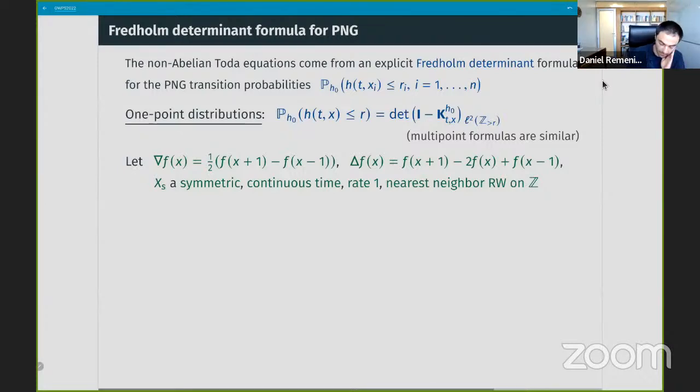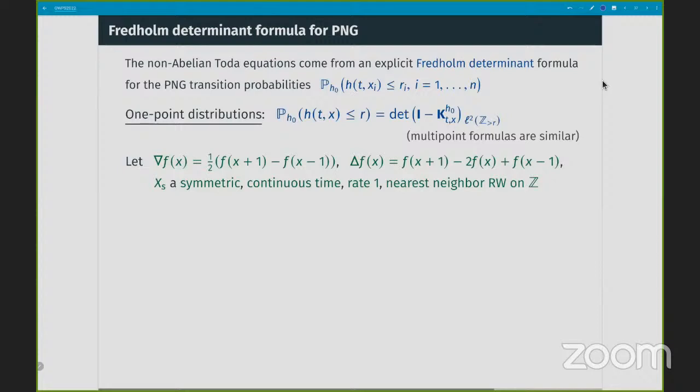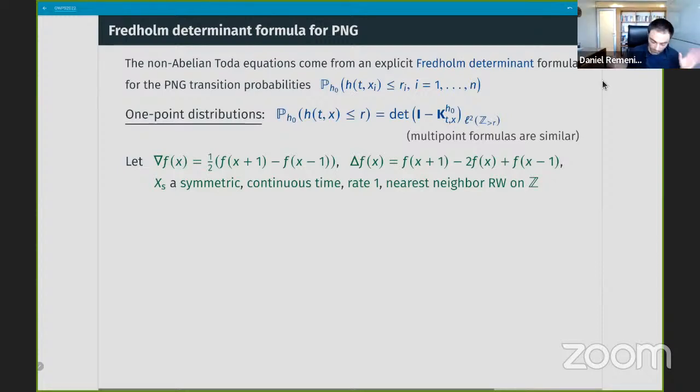I'm just setting up the notation to tell you what K is. So I have these two discrete operators. And I am going to use this notation that X is a symmetric continuous time nearest neighbor random walk on Z, of rate one. It's basically the difference of two Poisson processes. It's a process that jumps up at rate one and down at rate one. Notice that this random walk has precisely this guy as its generator. That's the generator of that walk. But for now, this is just notation.